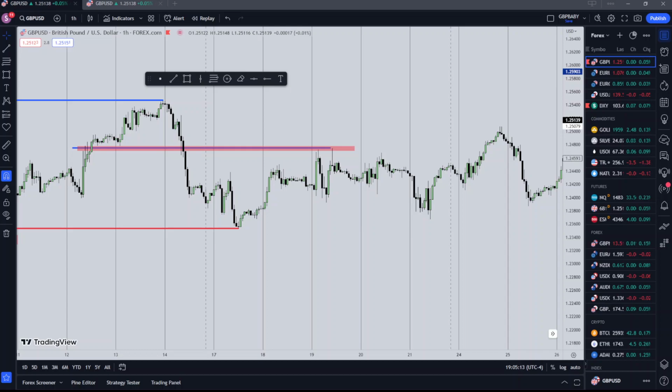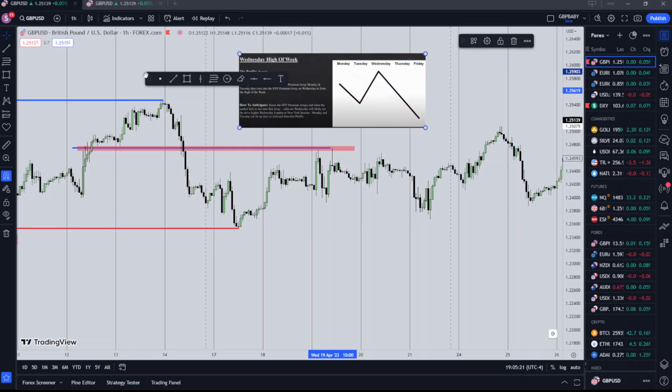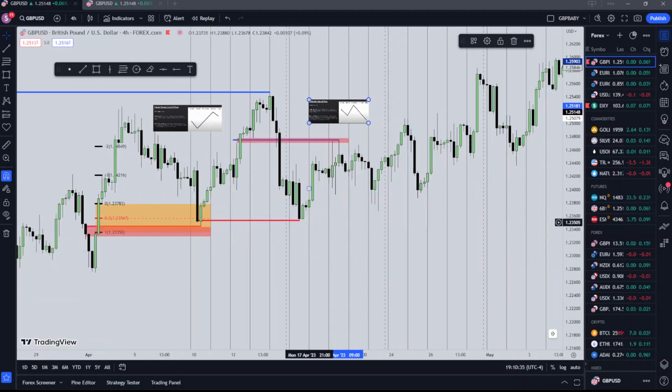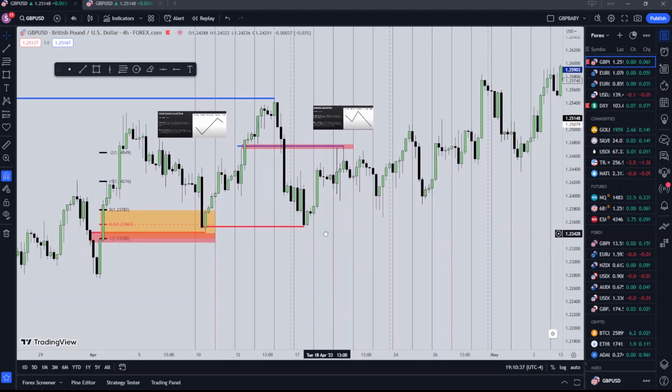There we go. And we can see that that profile is pretty much formed here. So let's say it was Monday and we had an idea of this bullish turn bearish fair value gap on the 4 hour. So that's pretty much that second week done.